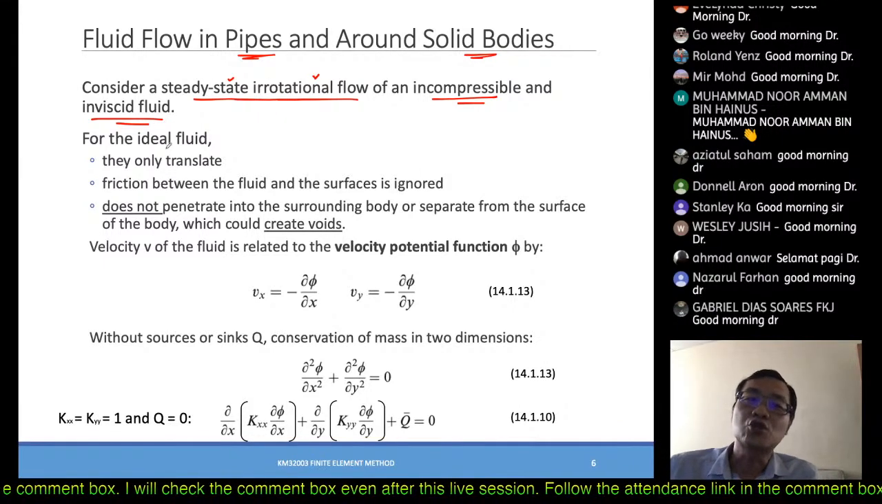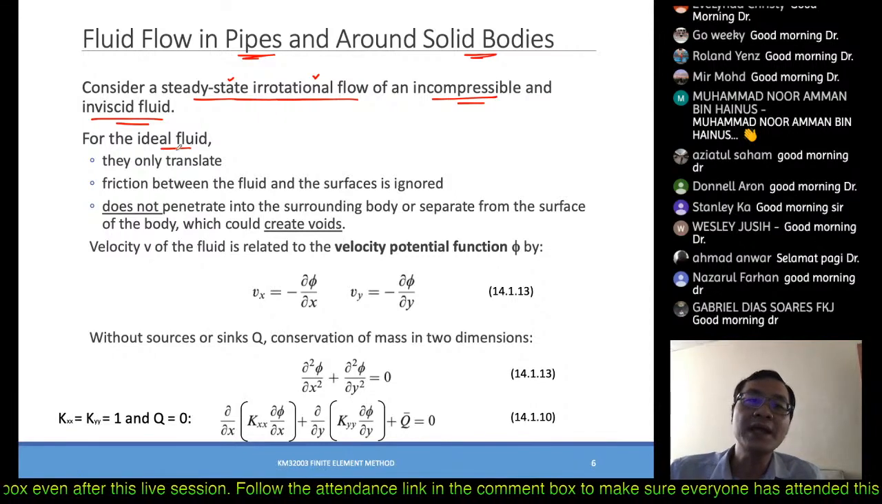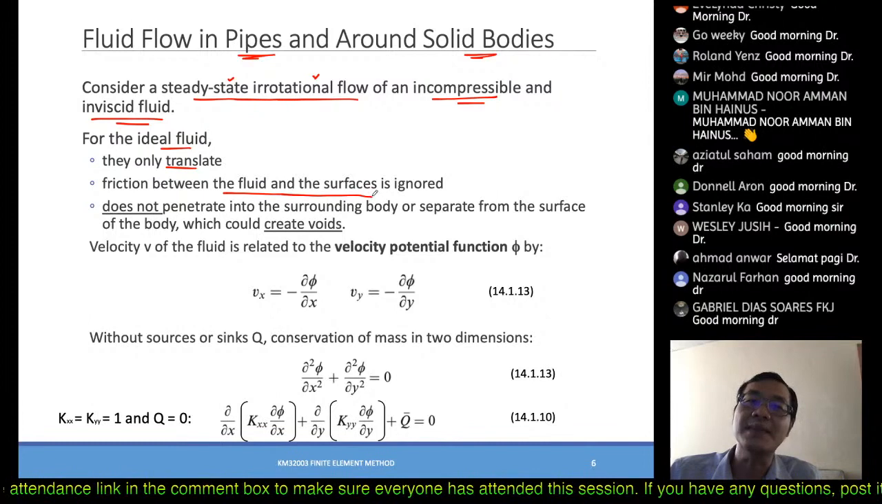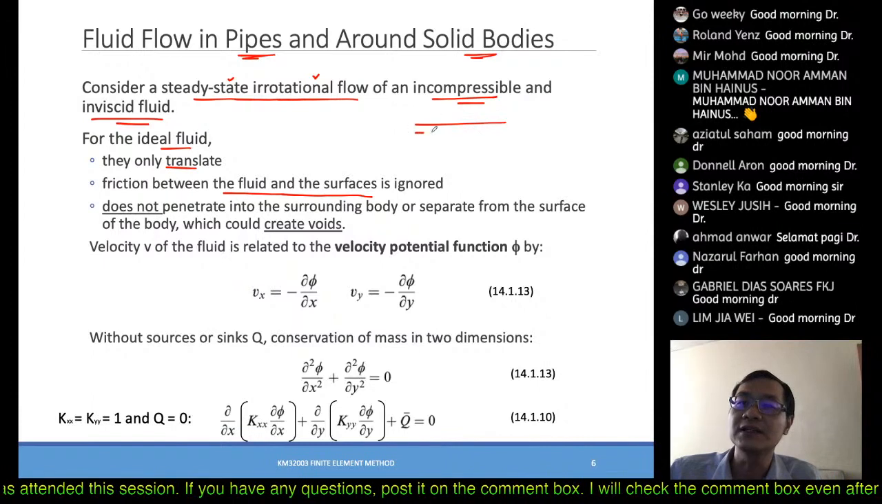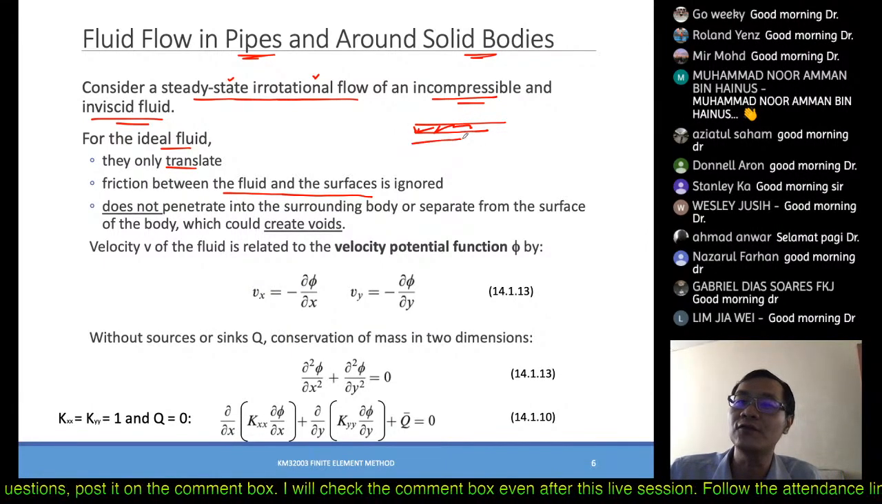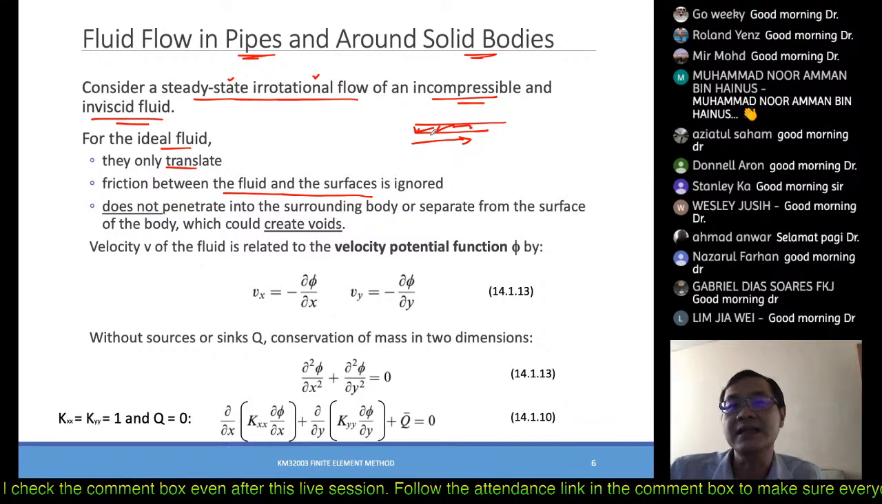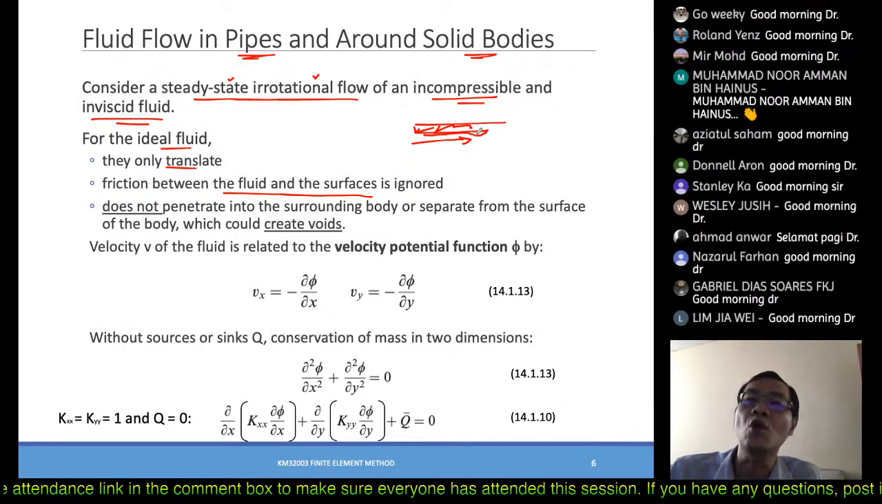So this is true for an ideal fluid. Friction between the fluid and the surface can be ignored, and they do not penetrate through the surface. So assuming you have a wall here, a pipe wall, and a fluid going through, the fluid will just go straight, and this surface will always be in contact with the fluid. They will not just go out and create a void.